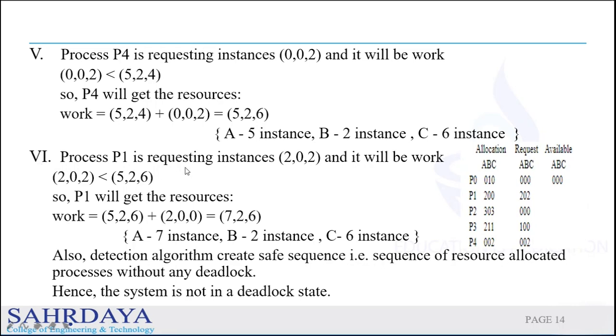Process P1 is requesting instances 202 and it will work. 202 is less than 526. So P1 will get the resources. Work equals 526 plus 200 equals 726. Therefore, work equals 726. In each step, every process is executed. Therefore, no process is in deadlock. Therefore, every process is in a safe state.